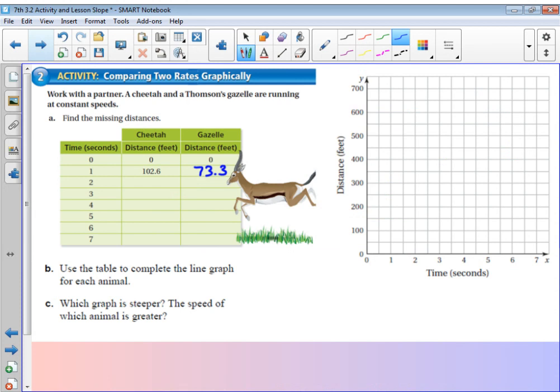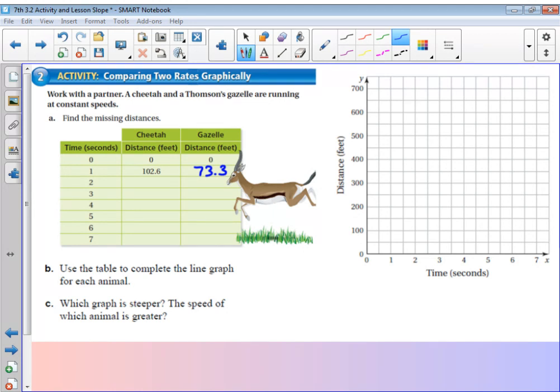73.3. Okay, so now when I go through to do this, we're trying to find the distance that each of those can travel in the amount of time given. So at 0 seconds, each of them is going to travel 0 distance. Okay, at 1 second, since they're traveling this speed per second, the cheetah travels 102.6 feet away, while the gazelle is 73.3 feet away. So now what we're going to do is we're going to do the next second. How far would they be away from their starting point?